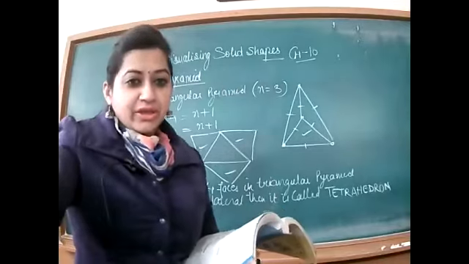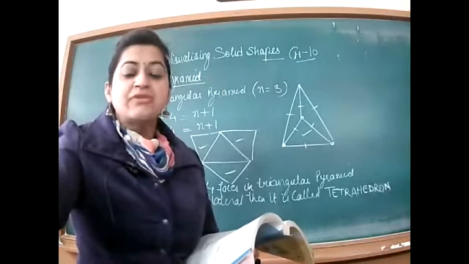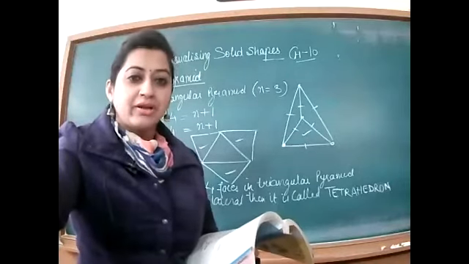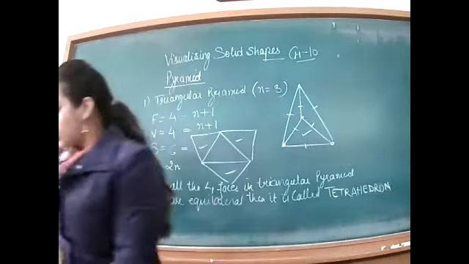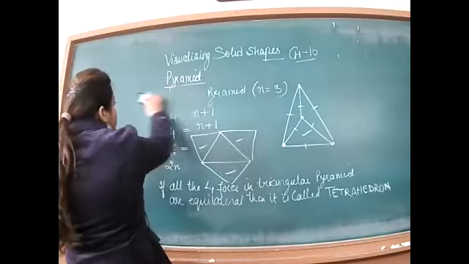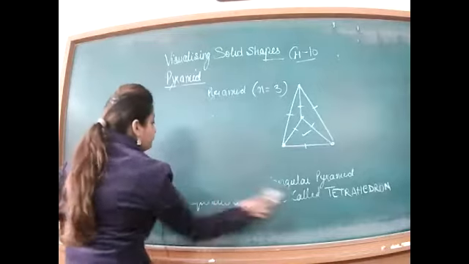Yes, have you written the definition of pyramid? Pyramid is having a base in the form of a polygon and its lateral faces are all triangles that are joined at a common vertex. Okay. Now let's start with another pyramid whose name is square pyramid.